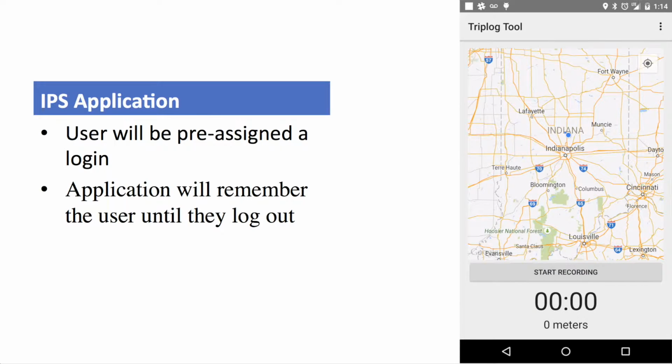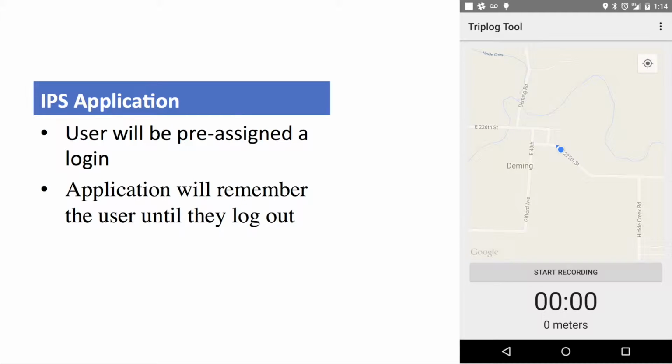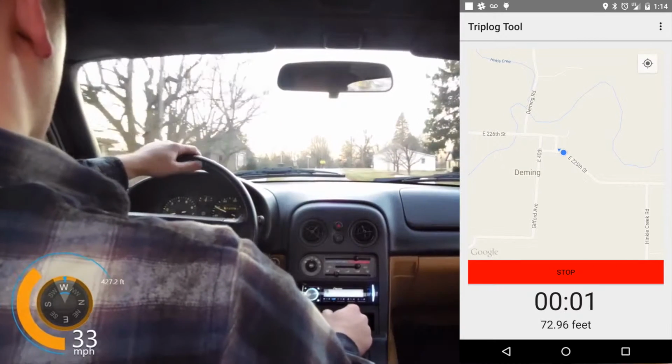On the main screen of the application, the map will focus over Indiana until accurate GPS location is found. Once it's found, the map will zoom in on the user. The interface was kept clean and simple enough to allow the user to quickly start using the application with little to no learning curve. To start the trip, the driver just has to click the Start Recording button.